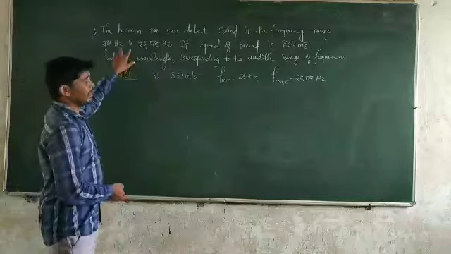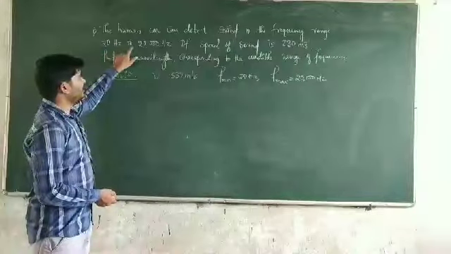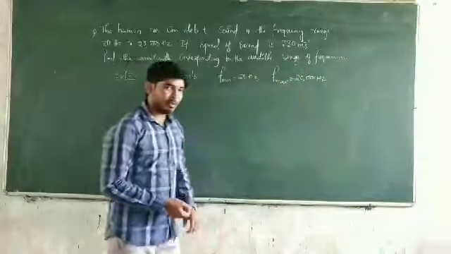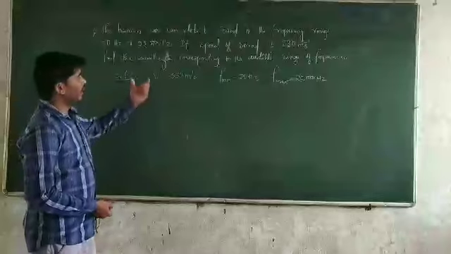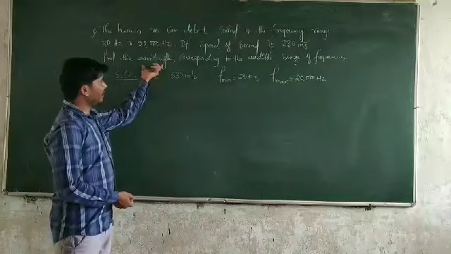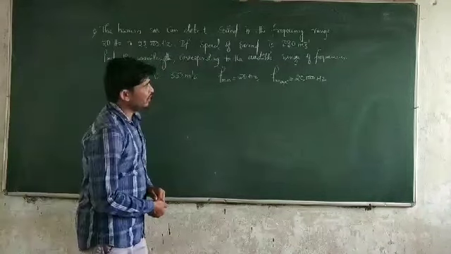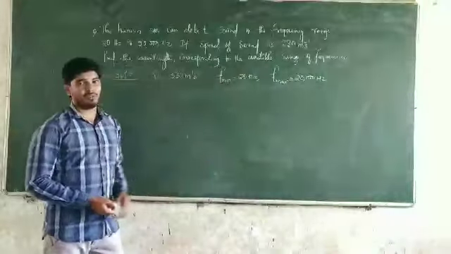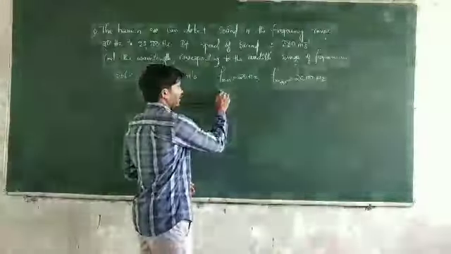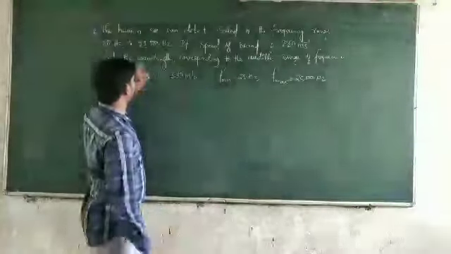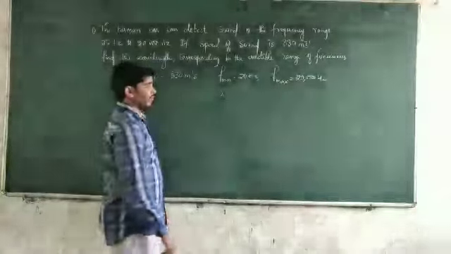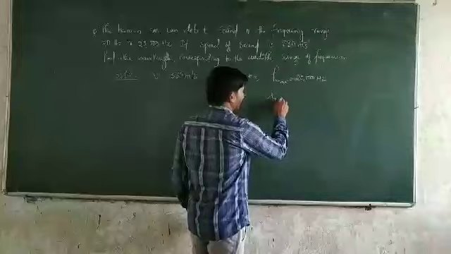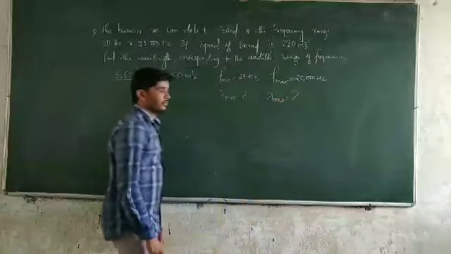First, they have given the frequency range, that is 20 Hz to 20,000 Hz. Then they have given the speed of sound, 330 meter per second. Then we are going to calculate the wavelength corresponding to the audible range of frequency. So these are the given data in that question. What are you going to calculate? The corresponding wavelength for minimum frequency and the maximum frequency. So lambda minimum is question mark and lambda maximum is question mark.